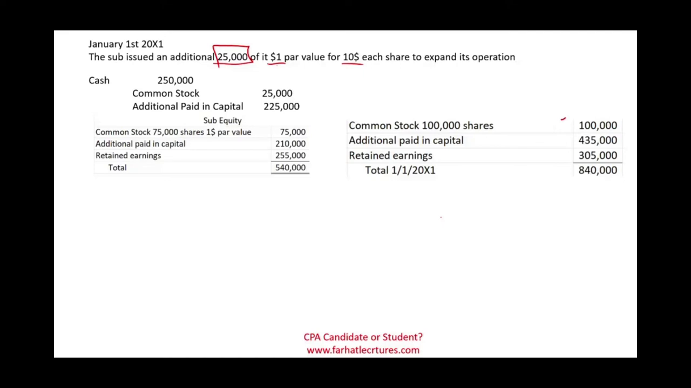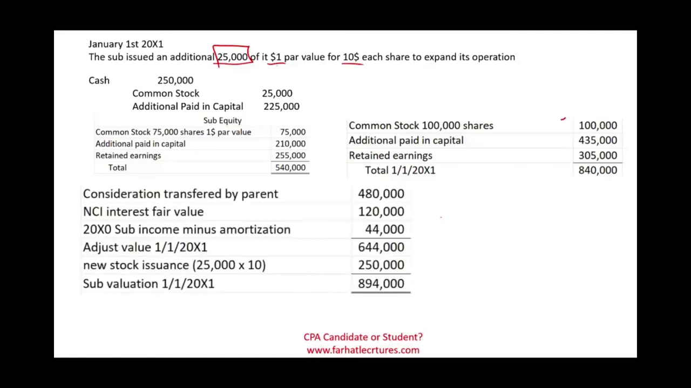Now let's take a look at the sub valuation as of 1/1, the new valuation of the sub. Here's what's going to happen. We paid them 480. The NCI was 120. Remember, the sub income minus amortization is 44. Adjusted value 1/1 20X1 is 644. Then the sub issued an additional 250,000 in cash. Now the sub is valued at 894,000. That's the sub value.